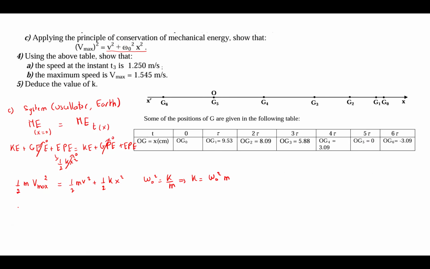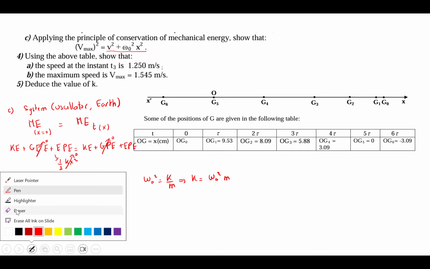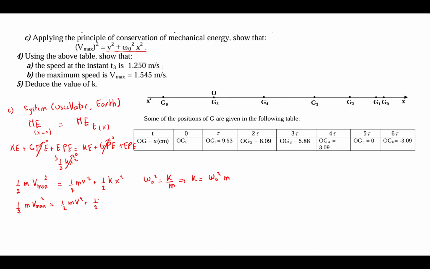So I'll get as an answer: half m v maximum squared equals half m v squared plus half k. Now for k, I can put omega 0 squared times m, times x squared. I just did a substitution. Now I can simplify by the half and m. So I get as the equation at the end: v maximum squared equals v squared plus omega 0 squared x squared. This way we have reached a result.